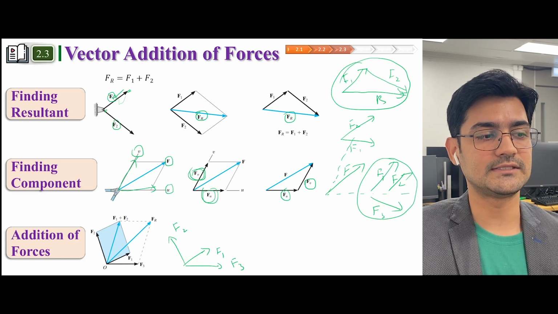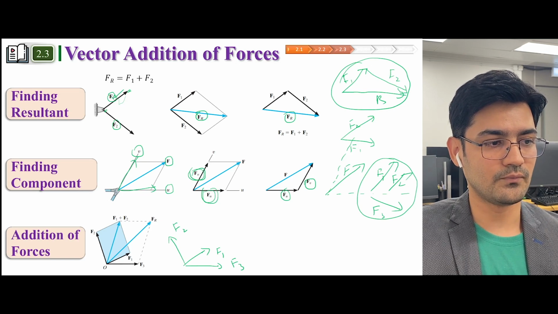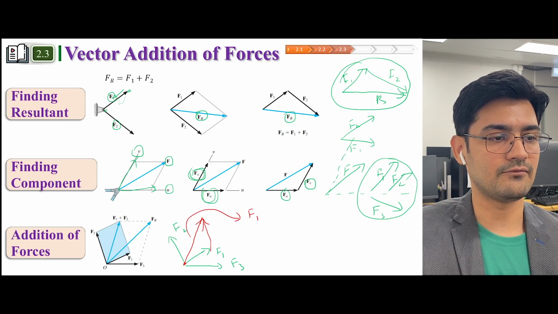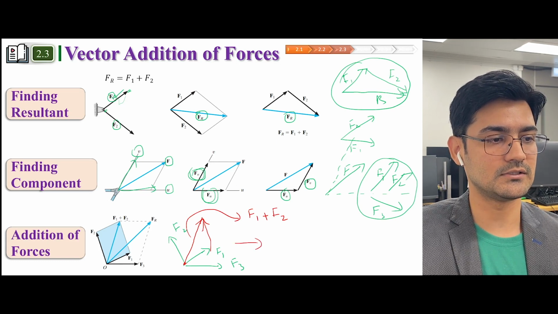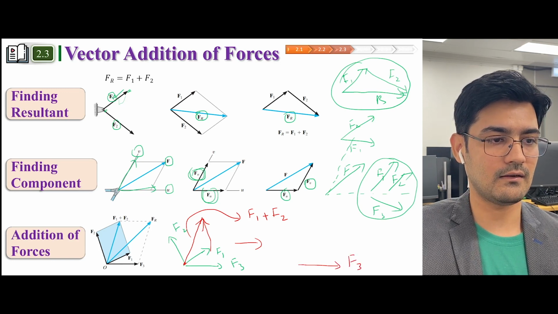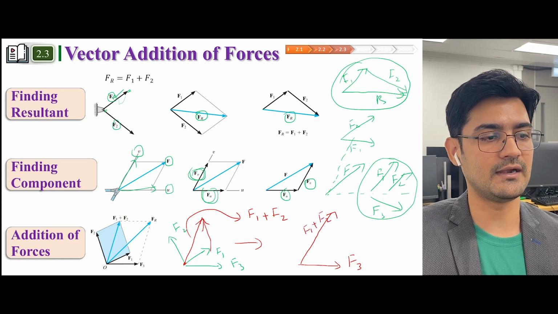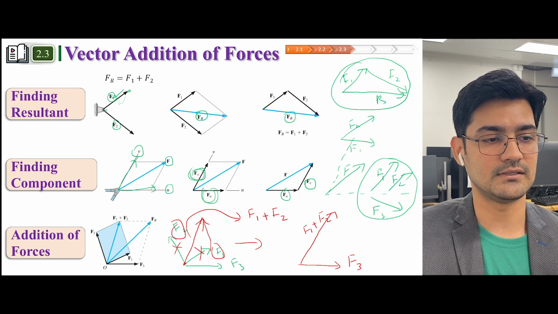Now we can do it stepwise using the same triangular rule. For F2, I will put the tail of F2 onto the head of F1, and this force would be called F1 plus F2. So now if I simplify this, we have F3 and F1 plus F2, because I've added F1 and F2, so I can just remove F1 and F2, and all we have is this.